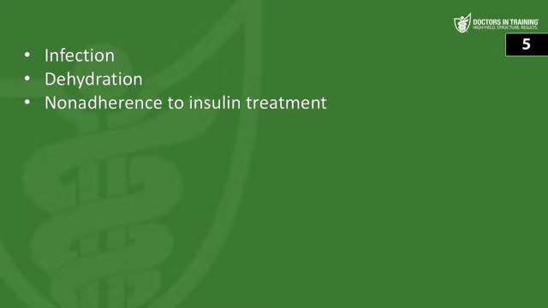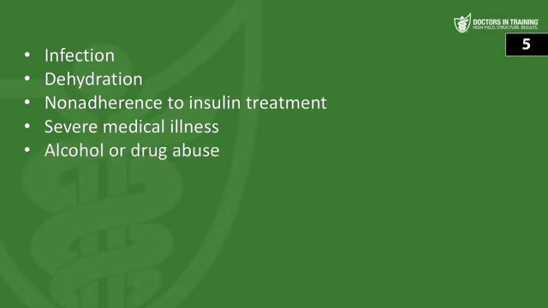Next question. What are the common precipitating factors for DKA? Well, you want to look for an infection, which could be viral or bacterial. You want to look for any dehydration. Maybe he's been sick and vomiting, and now he's dehydrated, or maybe he hasn't been taking his insulin, so his glucose is high, and now he's gotten into DKA. You want to look for a severe medical illness like an MI or trauma, although trauma is usually fairly obvious. And you want to think about alcohol or drug abuse.